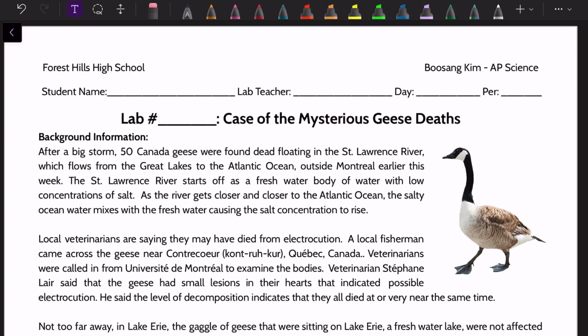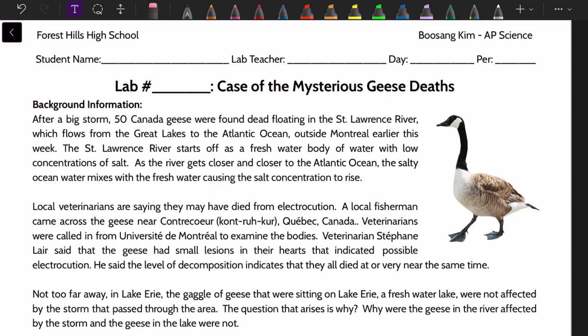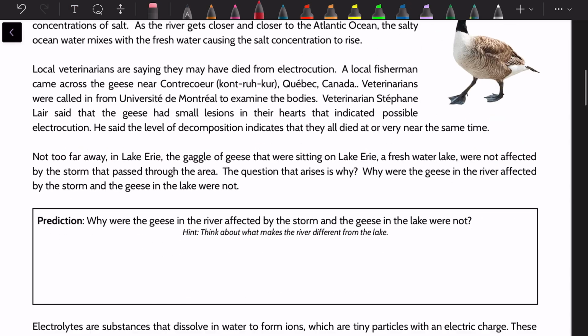This week we're going to be looking into the case of the mysterious geese death. So background info gives you the scenario. A bunch of geese in Canada just randomly appear dead. Our job is to figure out why.